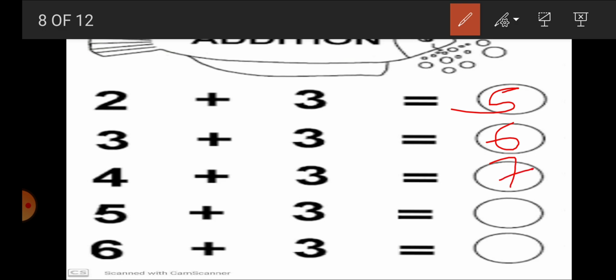Now 5 plus 3. Keep number 5 in your mind, then add 3 more to it. After 5 comes 6, 7 and 8. Our answer will be 8. Now next sum is 6 plus 3. Now keep number 6 with you. Keep number 6 in your mind. After 6 comes 7, 8, 9. 9 will be the answer.